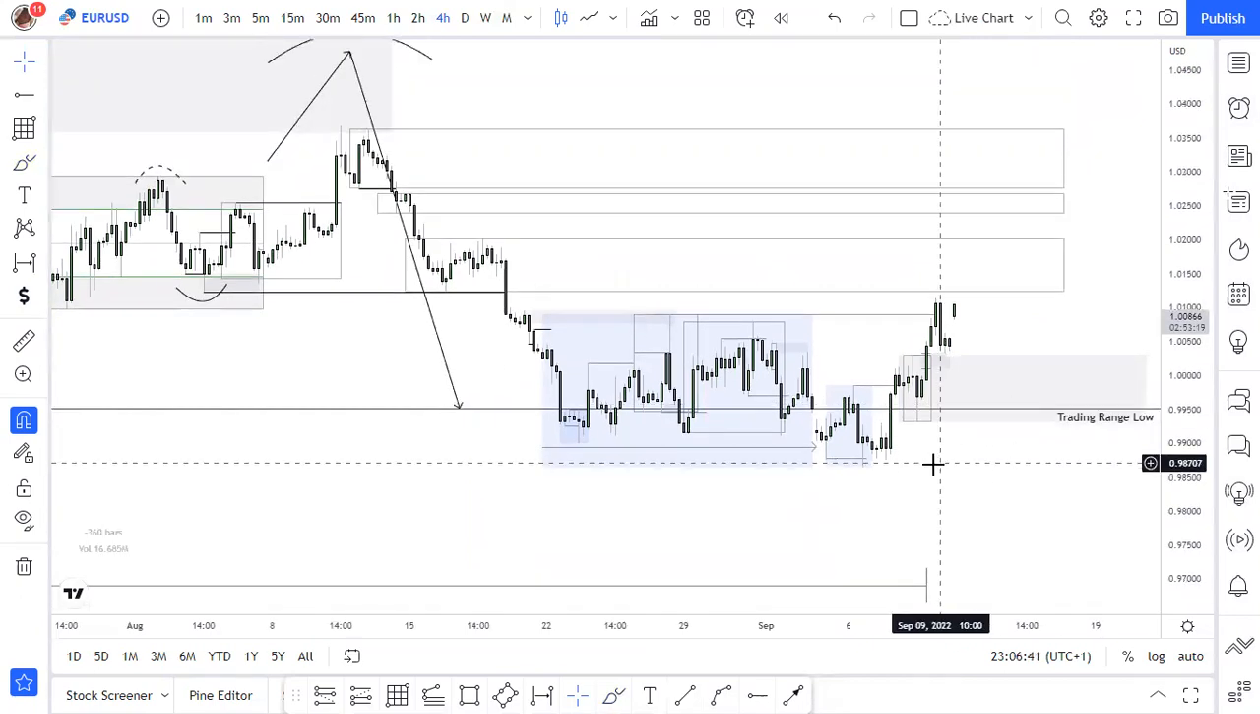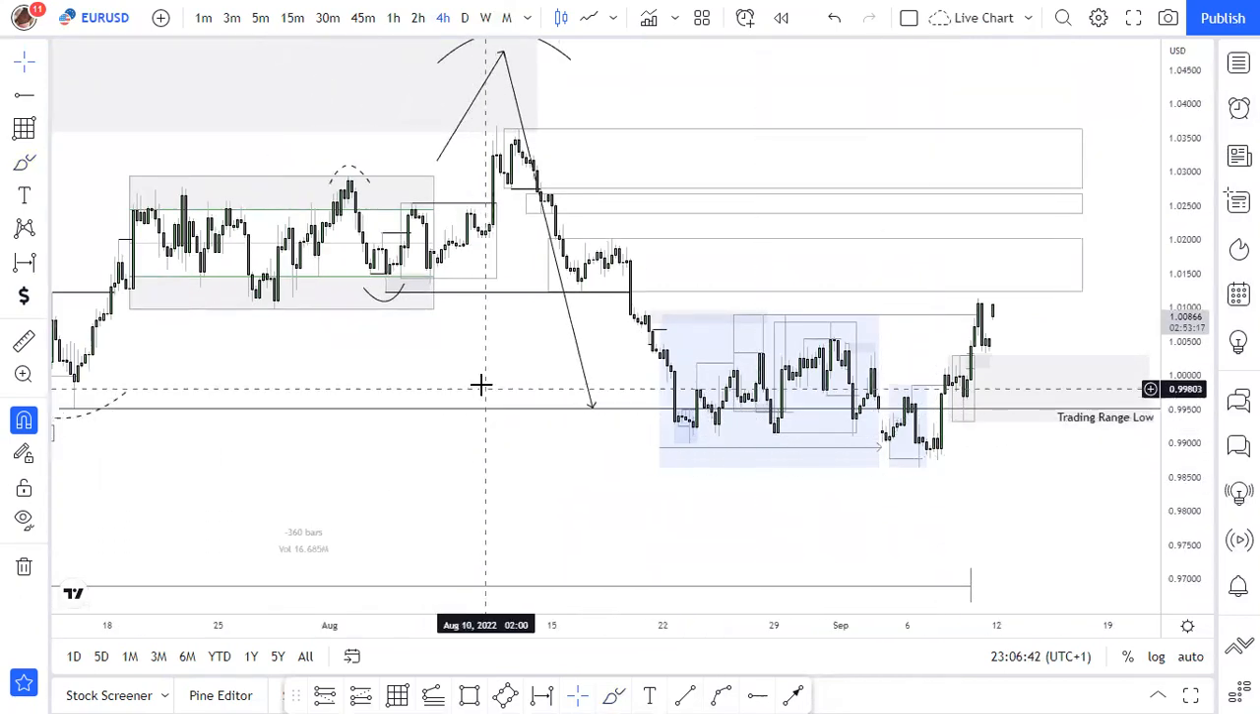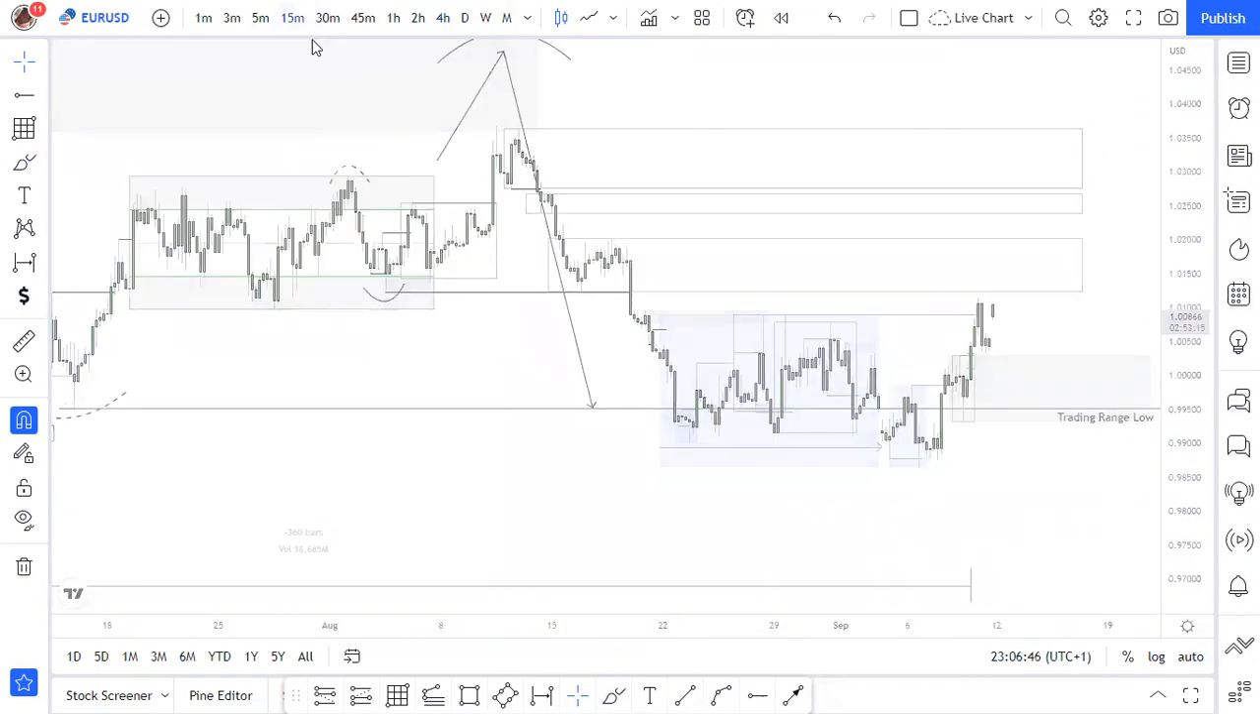So I think that's it for Euro USD. I don't really have much to say.